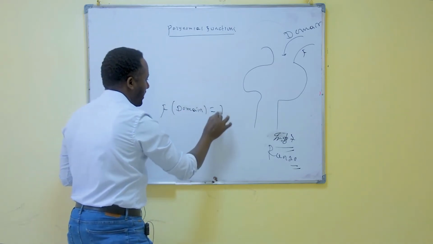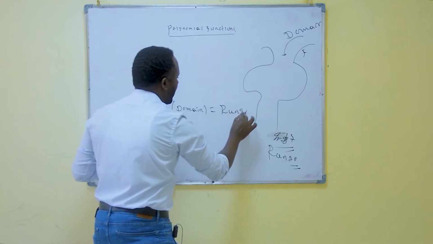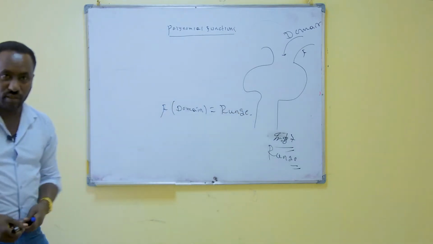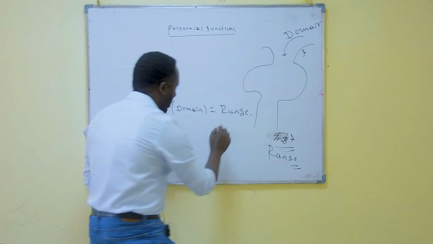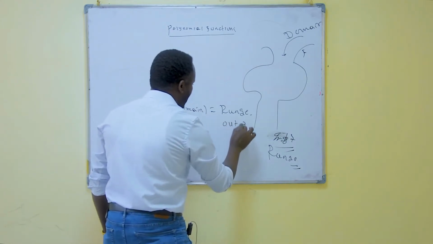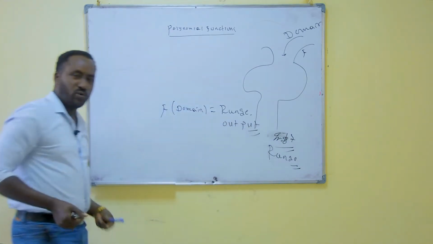That's the range, that is, f of the domain gives us the range. We call this an output, this is an output. What is an output?